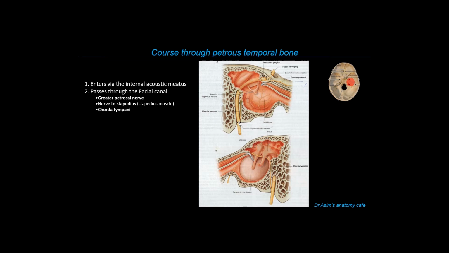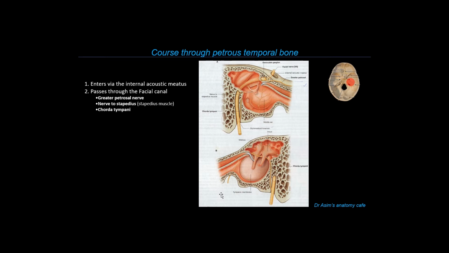And then finally, the third branch, which is given off inside the facial canal by the facial nerve, is the chorda tympani. The chorda tympani can be seen passing through the middle ear cavity and then exiting from the other side over here. It actually serves as a connection between the facial nerve and the mandibular division of the trigeminal nerve, and it serves as a conduit for the passage of the secretomotor fibers from the facial nerve into the trigeminal nerve to eventually reach the submandibular and sublingual salivary gland.